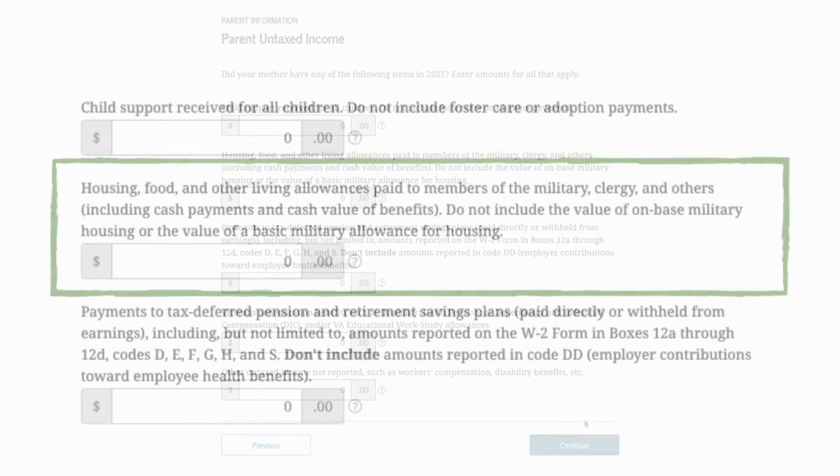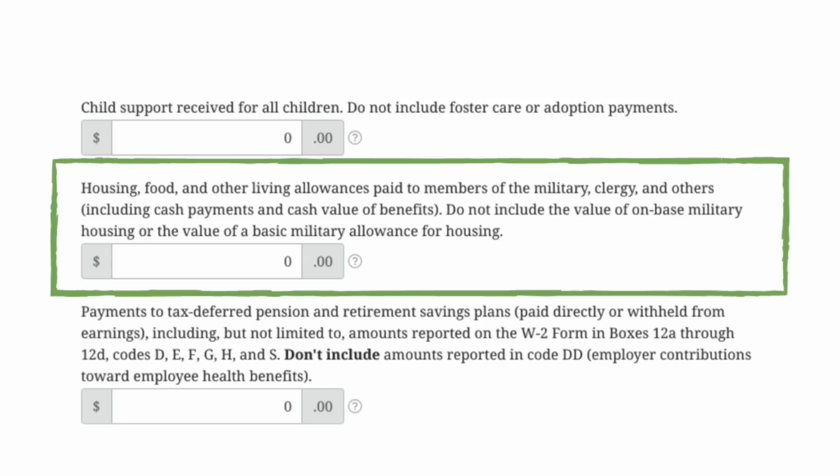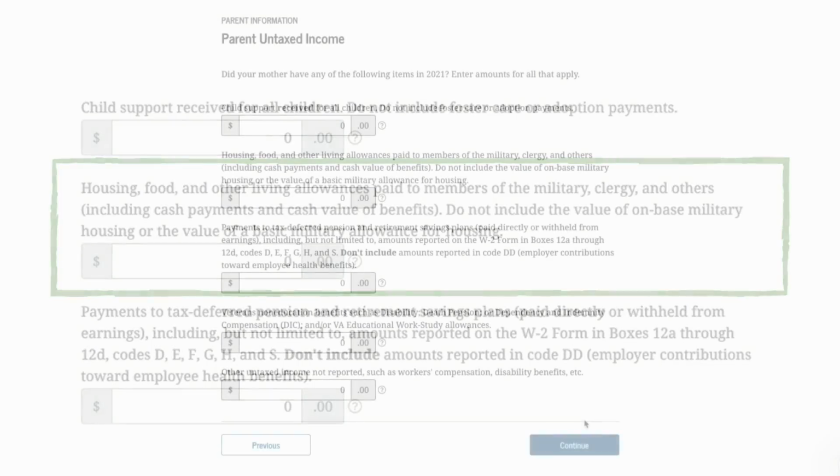The second question pertains to parents who are in the military or clergy, and are receiving housing, food, and other living allowances that are not reported as a benefit on their tax form. If that would be the case, you'd enter a value here.